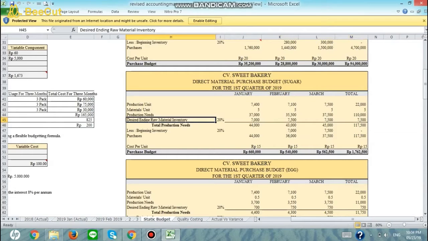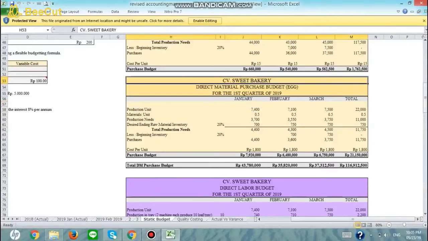Production need plus desired ending raw material inventory, we will get the total need for production. Total need for production less the beginning inventory, and we will get the purchase of the material. The beginning inventory is 20% of that month estimate sales. For January, there was no purchase of direct material in December 2018, so there is no beginning direct material in January 2019. Total purchase multiplied by the cost per unit, we will get the direct material purchase budget.